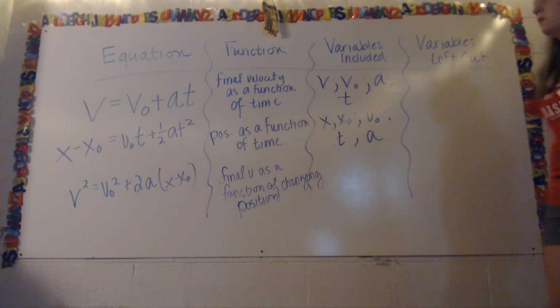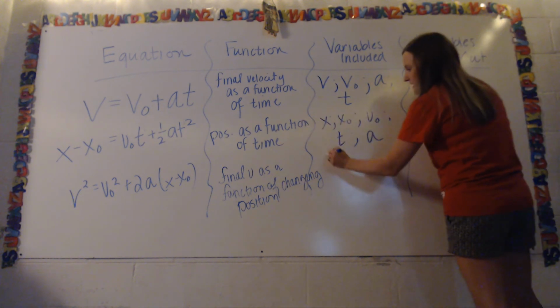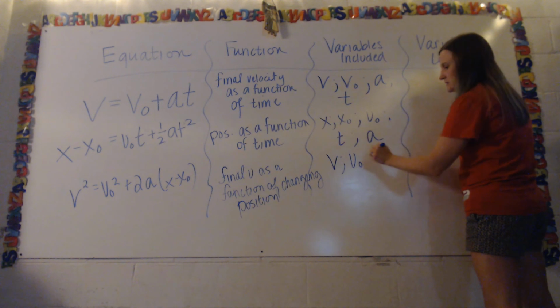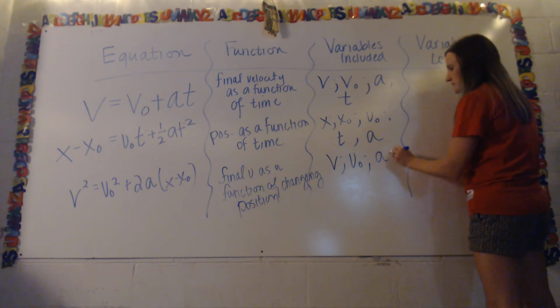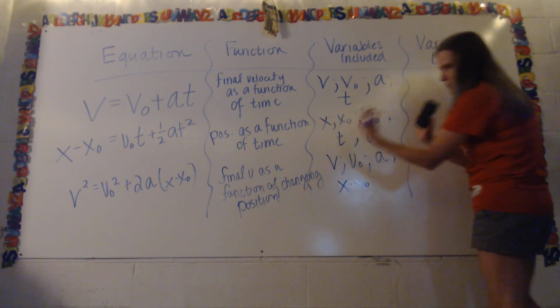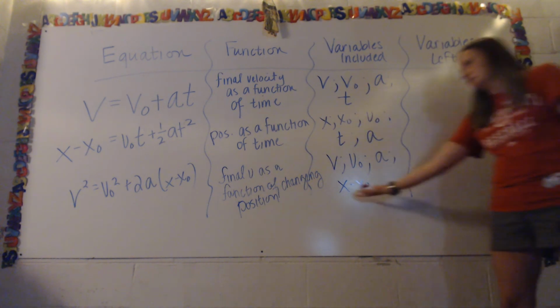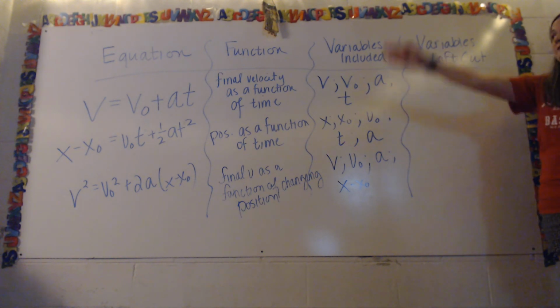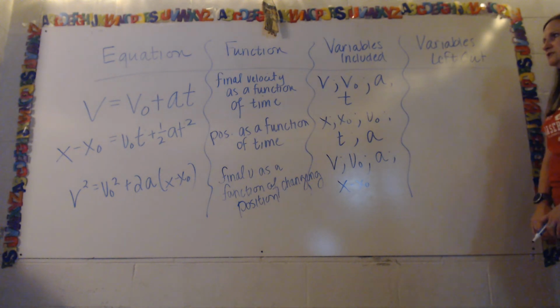Okay, so what variables are included? Final velocity is in there. Initial velocity is in there. What else is in there? A is in there. Acceleration is in there. And displacement. So I tend to write it as x minus x naught, just to keep it as one thing, displacement. But position, x and x naught are in there. Okay, so there we have it. There are our three kinematic equations of motion.